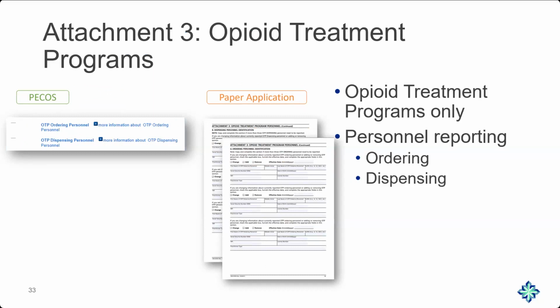Attachment 3 is for opioid treatment programs, and this is only opioid treatment programs. And this section asks for personnel information, personnel that are ordering and dispensing the treatment that is being utilized in that center. And again, these attachments are in addition to the base sections that we've been talking about today. And we do have separate training on all 3 of those if you're looking for something more in depth on ambulance, IDTF, or the opioid treatment center.